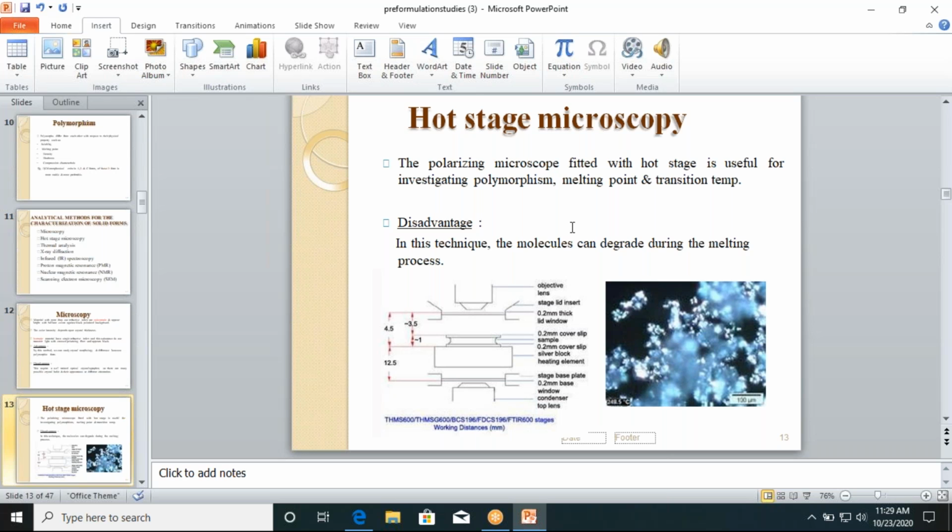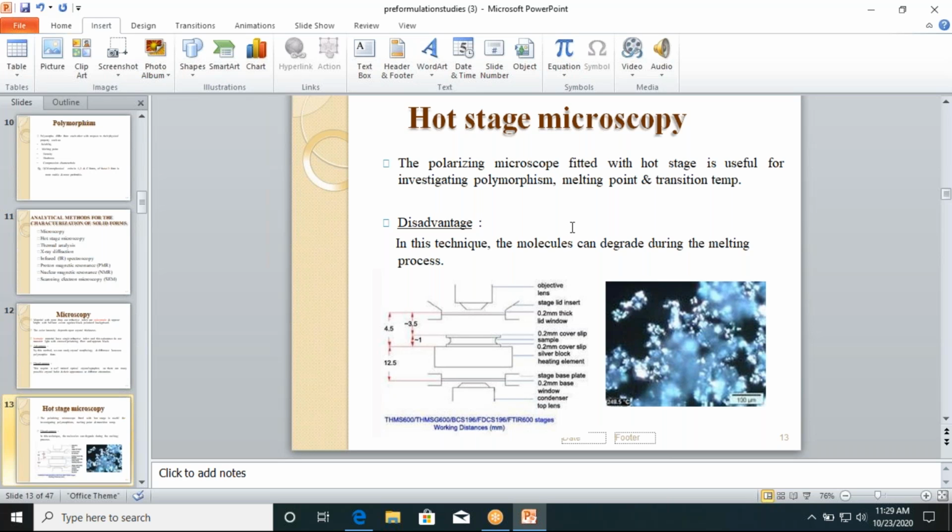But what is the disadvantage of hot stage microscopy? In this technique, the molecules have a tendency to degrade during the melting process. You are heating the molecule, so this may lead to the degradation of the molecule during the melting process. You are heating the crystal, so this will degrade the molecule.